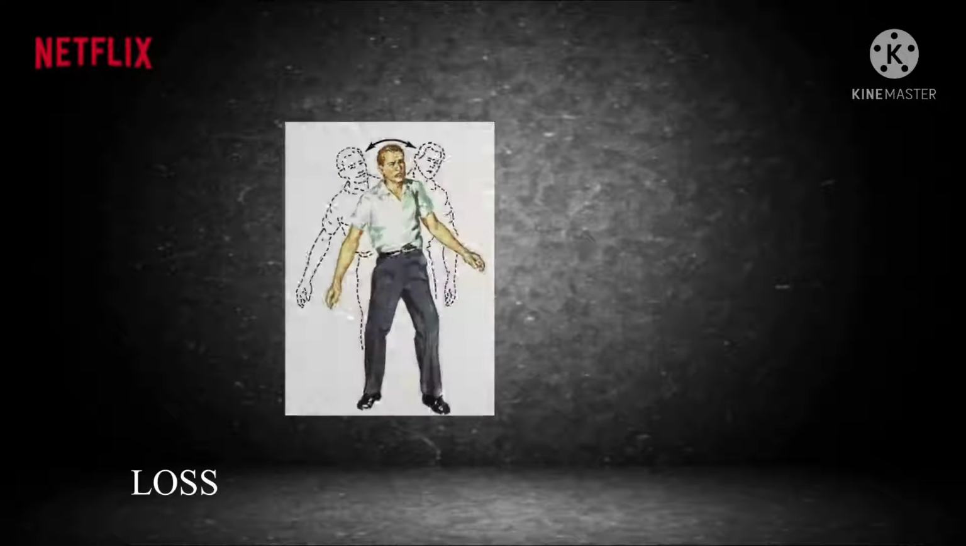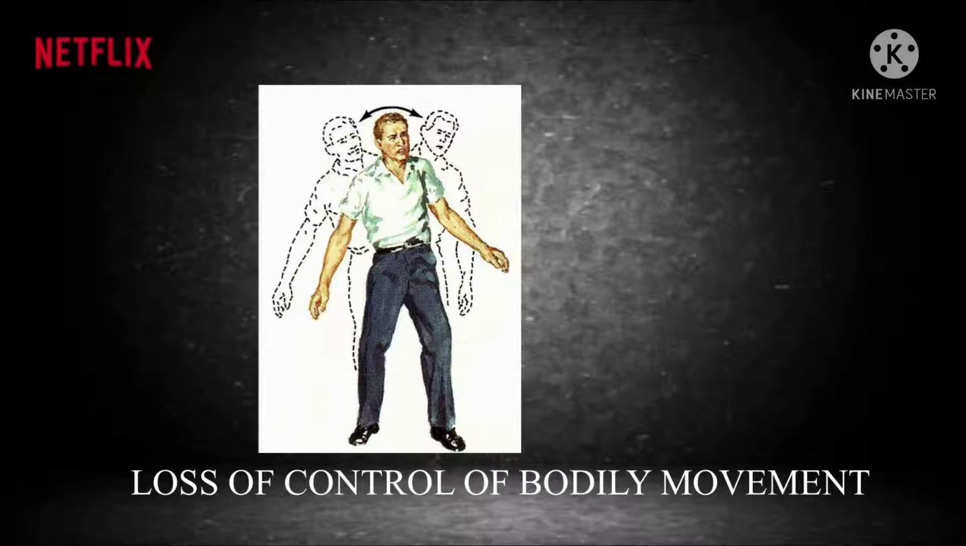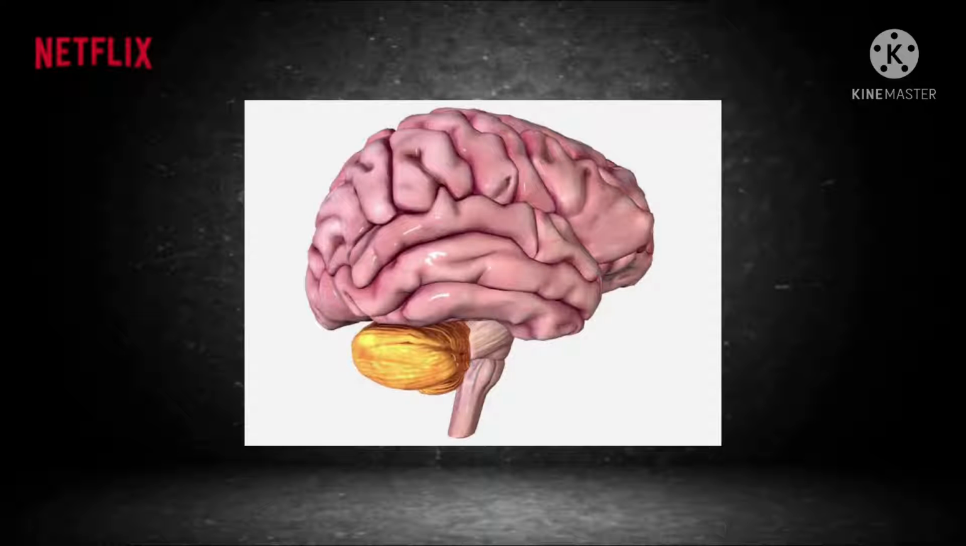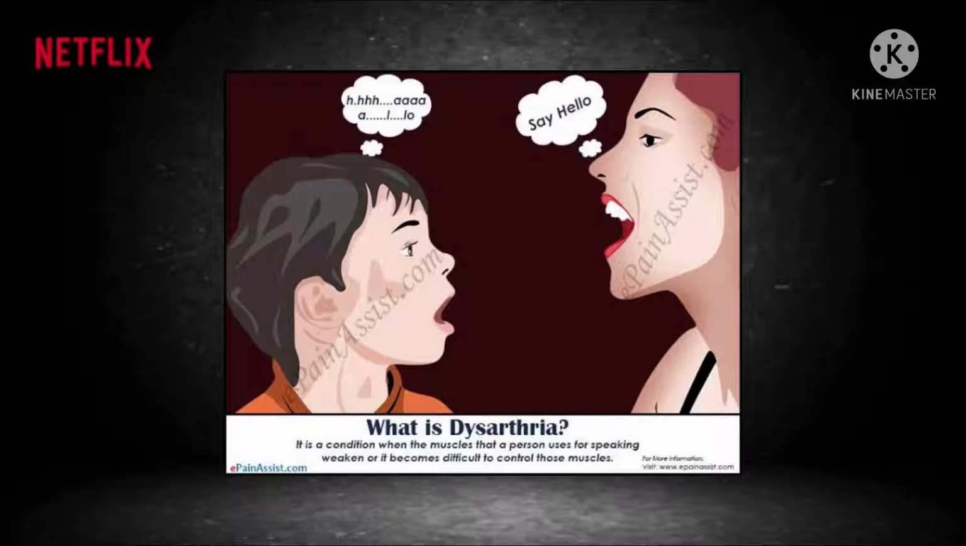It is the loss of full control of bodily movement. Persistent ataxia usually results from the damage to the part of your brain that controls muscle coordination, which is the cerebellum. Dysarthria can also be noticed. It is a motor speech disorder in which the muscles that are used to produce speech are damaged, paralyzed, or weakened.